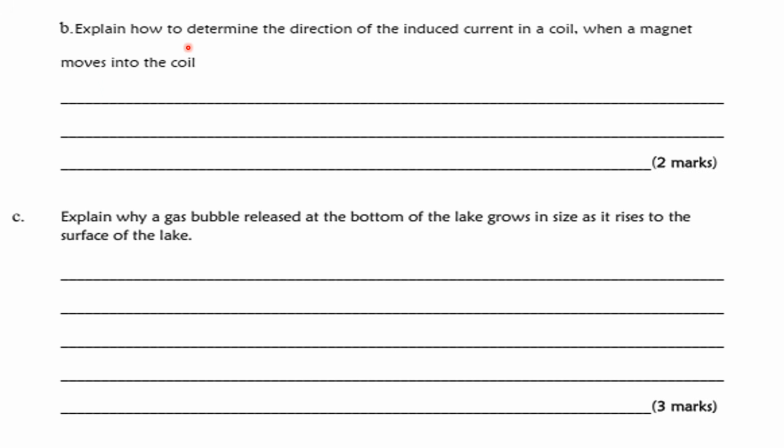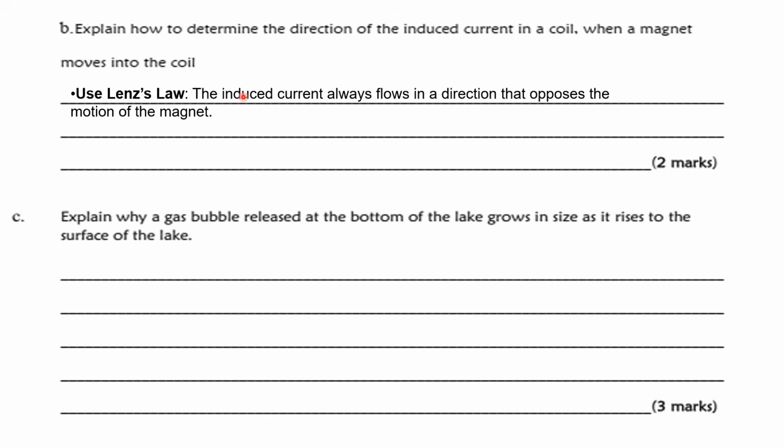4b, explain how to determine the direction of the induced current in a coil when a magnet moves into the coil. How do you decide the direction of the induced current? Once again, you shall use Lenz's law. So the induced current always flows in a direction that opposes the motion of the magnet. I mentioned earlier on that you should be able to state Lenz's law.